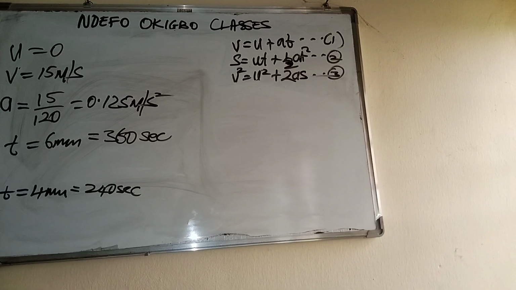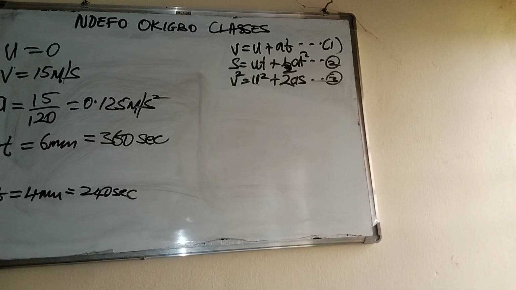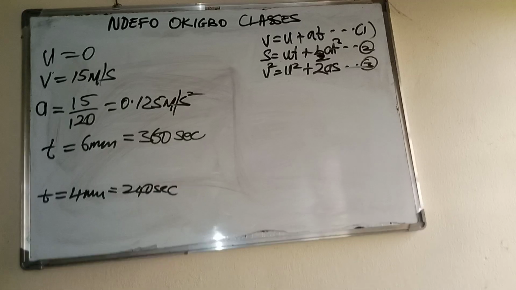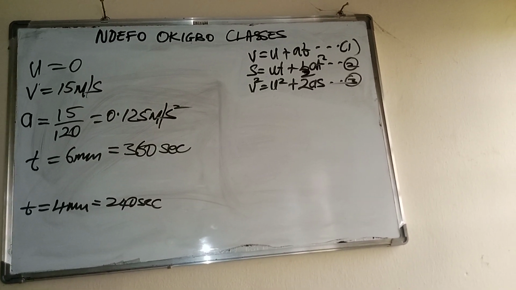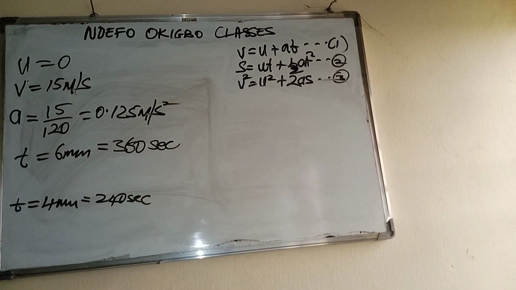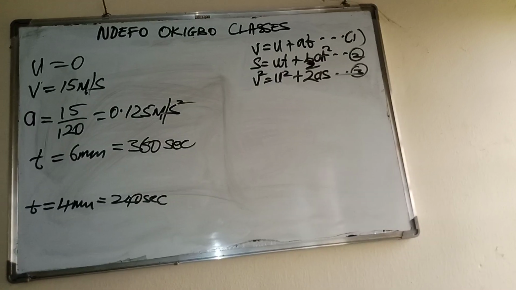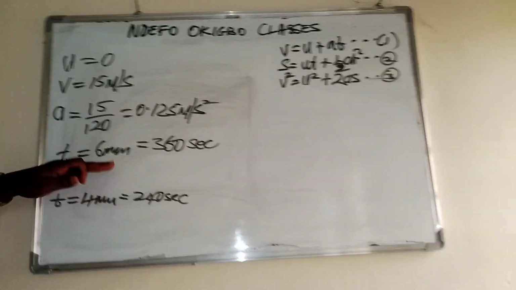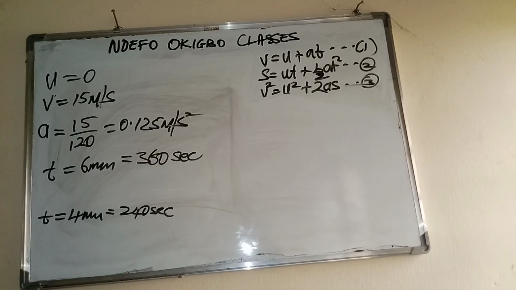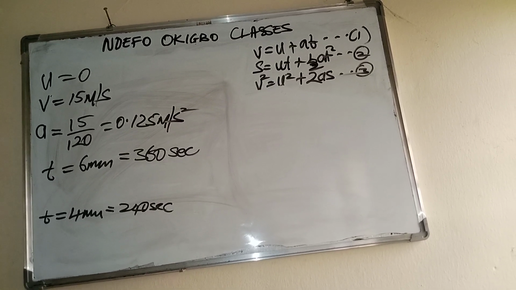They now ask, what is the total distance traveled by the car? That's what the question is asking. So we are going to get the distance traveled in 6 minutes, then get the remaining distance traveled in 4 minutes to stop. That's all. So let's get the first one, the distance traveled in 6 minutes.